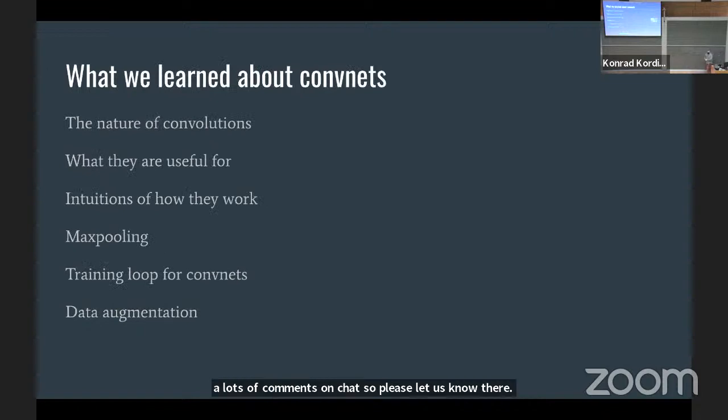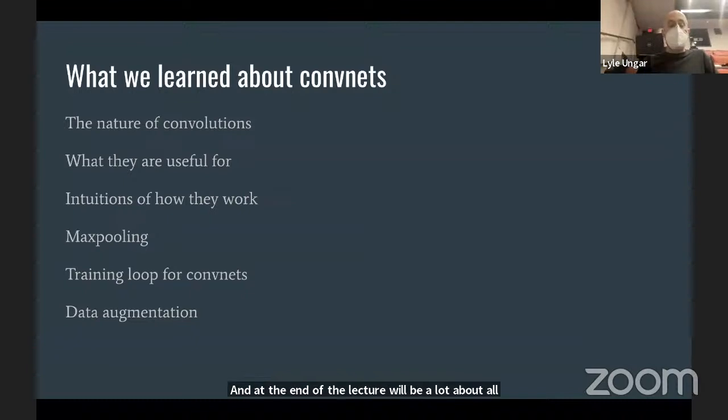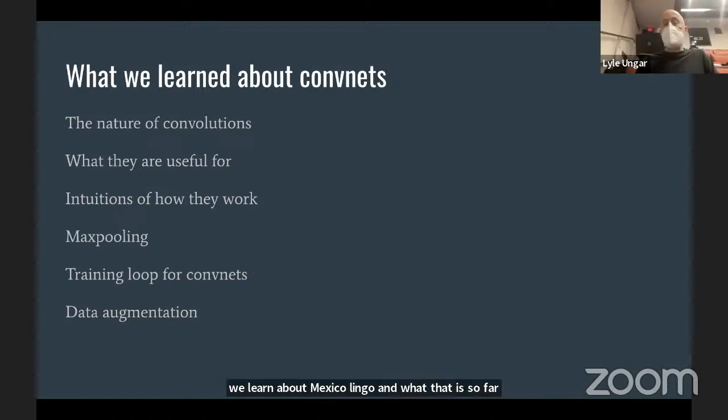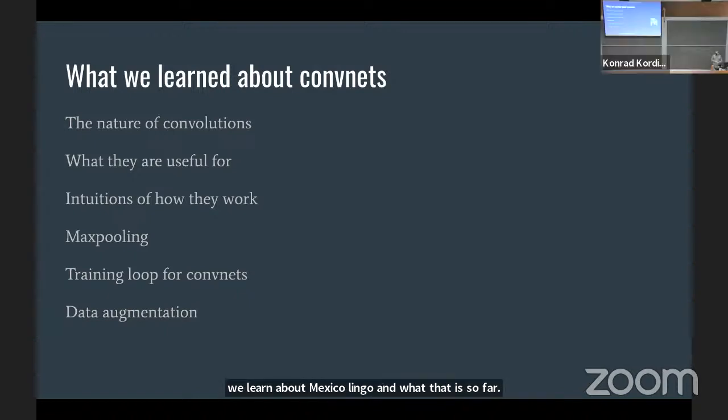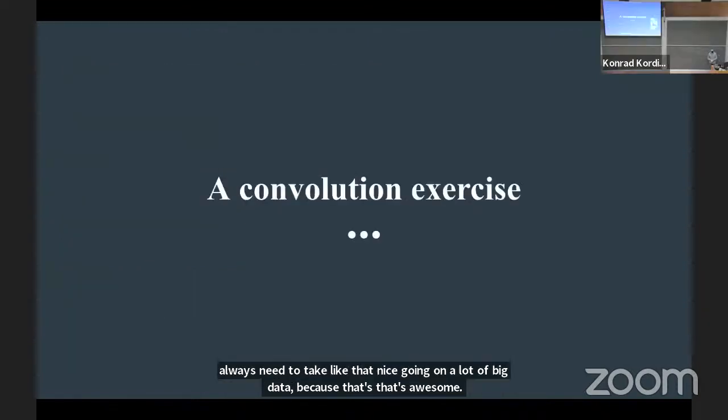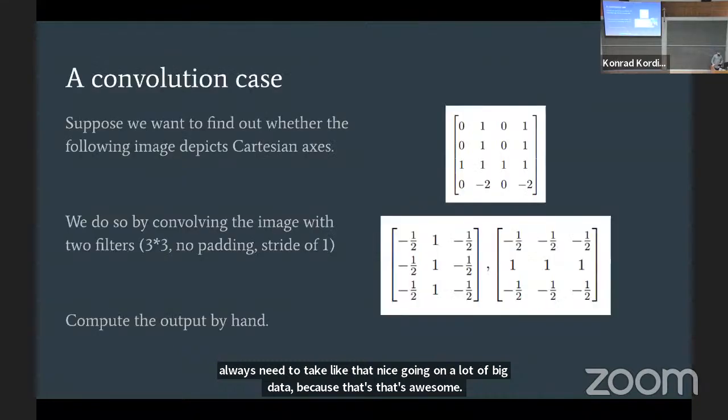So, what have we learned so far about convnets? We've learned about the nature of convolutions, what a convolution is, and what they're useful for. At the end of the lecture, I will be quizzing you a lot about all the different ways the convolution thinking can be useful. We learned about max pooling and what that's useful for. We learned about the training loop for convnets. For all networks, convnets and non-convnets, you always need to have this nice training loop. And we learned a lot about data, because it first occurs naturally in the context of convnets. So let's make sure we are all on board for convnets.